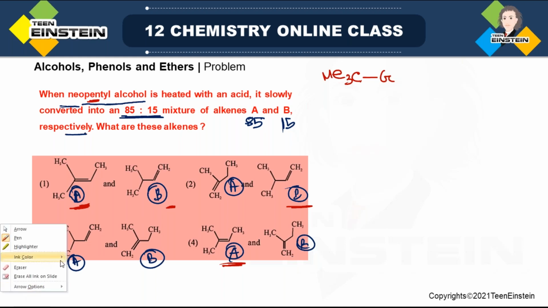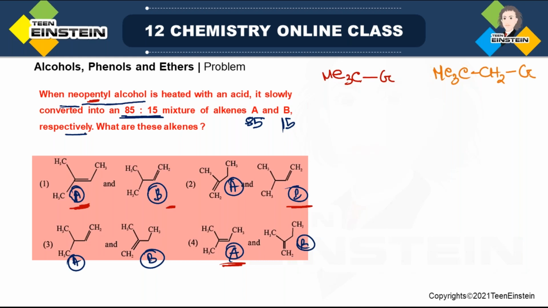But if it is neopentyl, in this case also there is some similarity in structure, but it is not the same. Now it is Me3C, then another CH2, then the group. It may be amine, it may be OH, it may be cyano, whatever. But see, now total number of carbon is 5, and the group is attached to a 1-degree carbon. It is not 3-degree, but there it is 3-degree and total number of carbon is 4. So this is the difference between neopentyl alcohol and tertiary butyl alcohol.